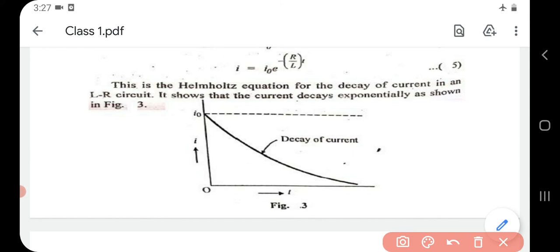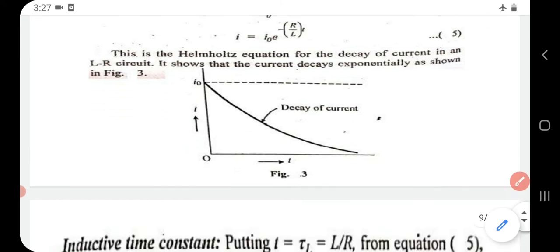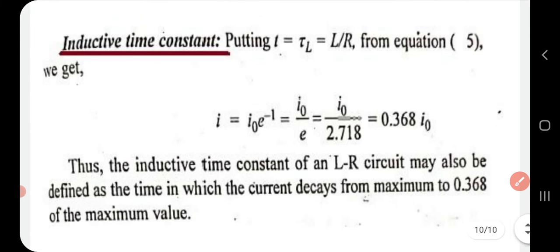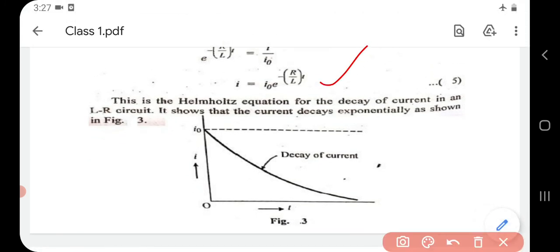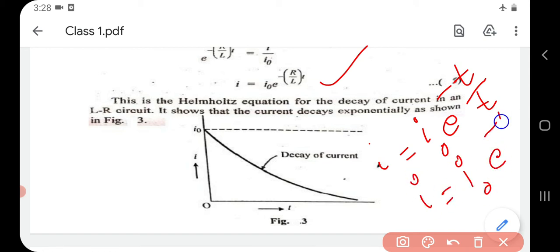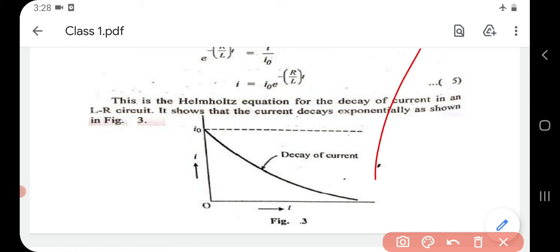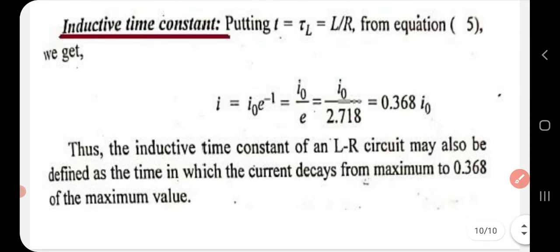So exponential growth and exponential decay we have seen. Now here also you have to find the inductive time constant. Just as said before, put t equal to tau L equal to L by R in equation 5. So this is your equation 5. L by R is tau, so R by L will be 1 by tau. So it will be I equal to I0 e raised to minus t by tau, that is I equal to I0 e raised to minus 1. So e raised to minus 1 is 1 by e. So I is equal to I0 by e.